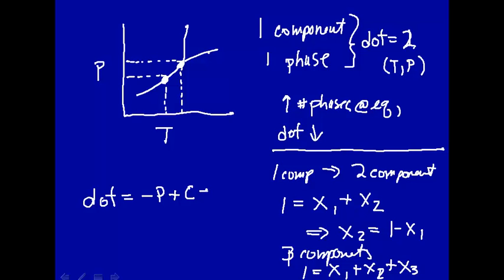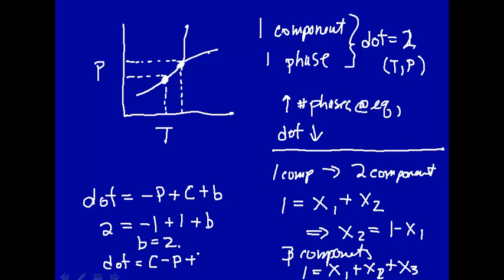And then there'd be some constant, let's call that constant B, which we can determine. In fact, let's determine that now. So we know that there are 2 degrees of freedom when you have 1 phase and 1 component. This means that B, that constant term, is equal to 2. So the general Gibbs phase rule, degrees of freedom, is, I'll just write it, C minus P plus 2. So there's the Gibbs phase rule.